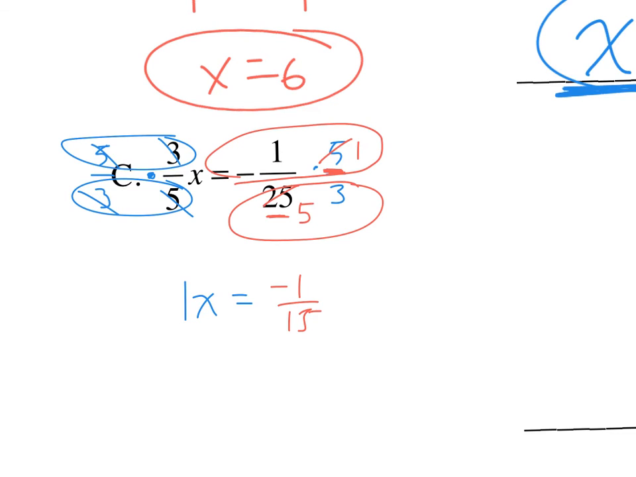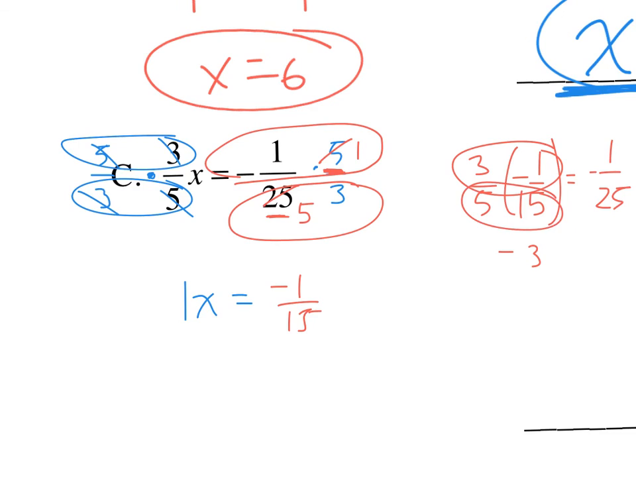Okay? And then we can check it. 3/5 times negative 1/15 equals negative 1 over 25. Negative 3 times 1 gives us a negative 3. 5 times 15 equals 75, which is negative 1 over 25. Would you agree, if you're good with money and quarters, that 3 goes into 75 25 times? Yes. Okay, so then guess what? This simplifies down to 1 over 25 equal to negative 1 over 25. Check. Okay? All right?